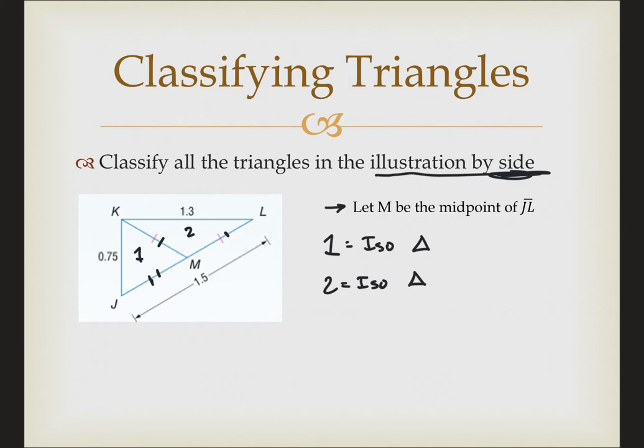Now, number 3, we look over at the big one. There really isn't a match between this measure, this whole measure, and this measure. There isn't a set of congruent sides. And, well, that says a lot. That cancels out 2 of our options. So that means that number 3 is scalene.